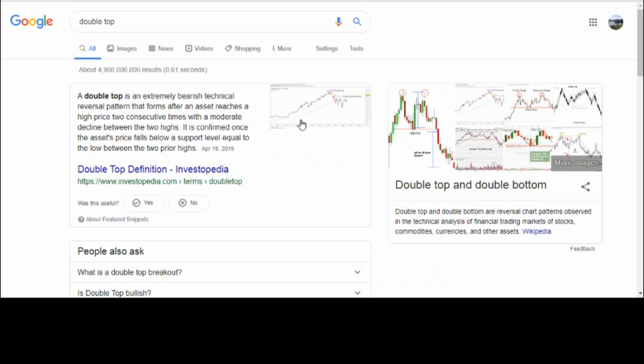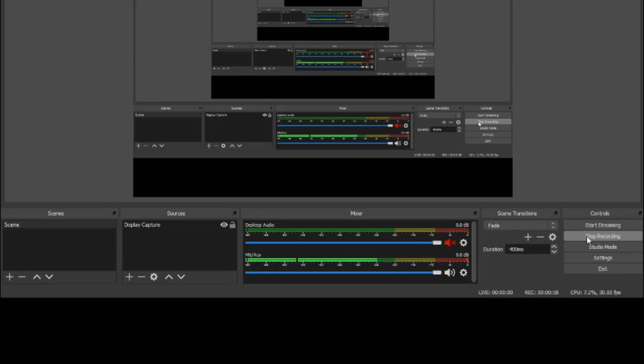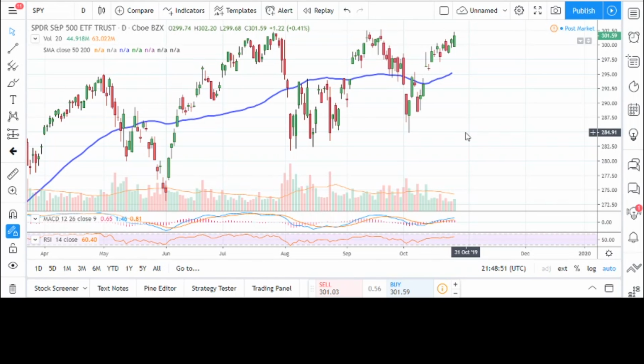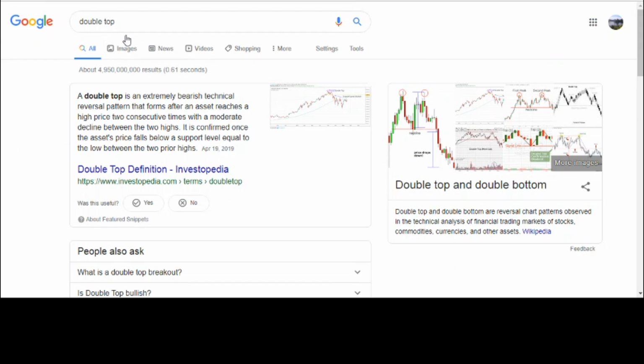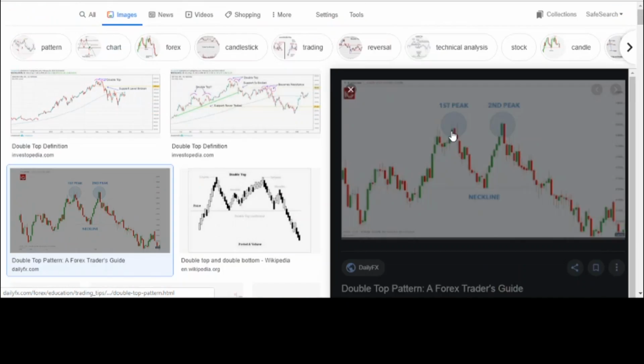A double top, according to the definition, is an extremely bearish technical reversal pattern that forms after an asset reaches a high price two consecutive times with a moderate decline between the two highs. It is confirmed once the asset's price falls below a support level equal to the low between the two prior highs. So as I said, I believe the market is making a double top. Let's see some visuals of a double top before going into what is actually happening in the market.